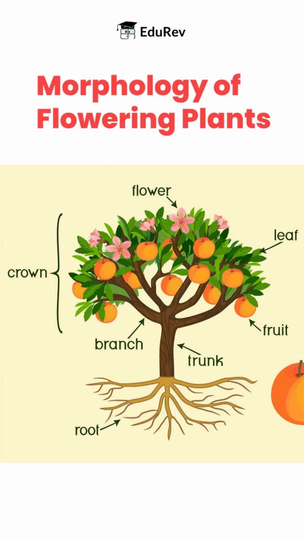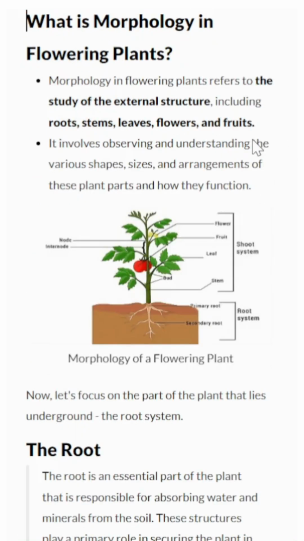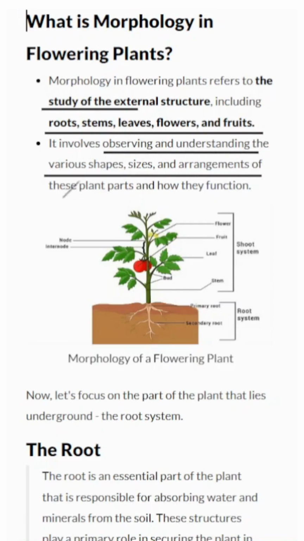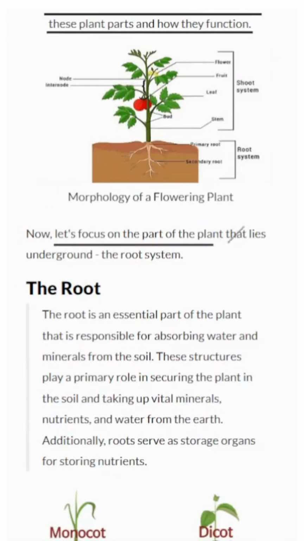In this video, let us delve into the fascinating world of flowering plants and their morphology. So, what exactly is morphology in flowering plants? Well, it's the study of the external structure, which includes roots, stems, leaves, flowers, and fruits. We get to observe and understand the diverse shapes, sizes, and arrangements of these plant parts, and more importantly, how they function. Now, let's commence our journey from the underground world of roots.